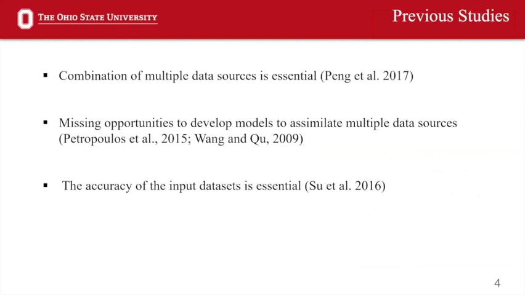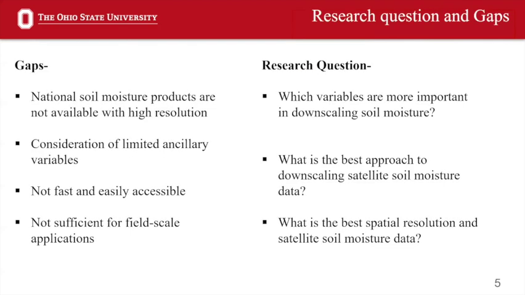Some previous studies have found that the combination of multiple data sources is very essential. There are also missing opportunities to develop models that assimilate multiple data sources, such as satellite derived products, model derived products, and in situ data sets. The important point here is that the accuracy of the input data sets is also very important, because if the accuracy of the input data set is not good enough, then the output downscaled products will also not be that good. When we validate the models, we need the in situ data set, so the in situ data set should be more accurate.